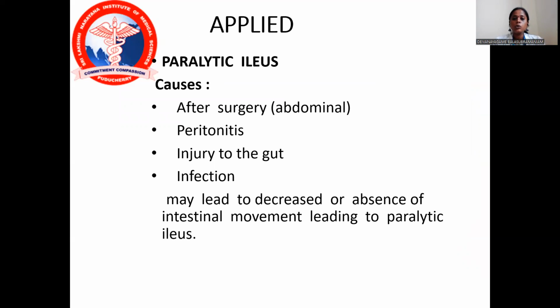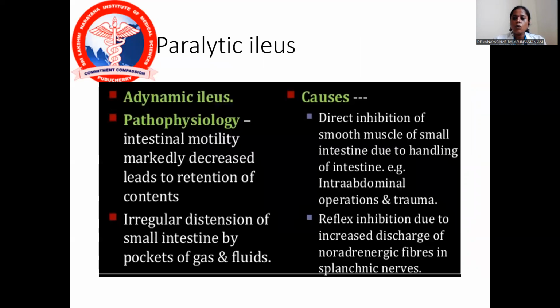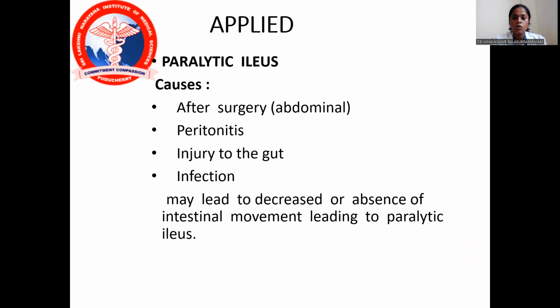Applied aspects: two are paralytic ileus as well as intestinal obstruction. So what is paralytic ileus and what are the causes for that? It is otherwise called adynamic ileus. The causes for that are after surgery. So after any abdominal surgery, it can cause paralytic ileus. Next are peritonitis, injury to the gut as well as infection. They may lead to decreased or absent intestinal movements, leading to paralytic ileus.